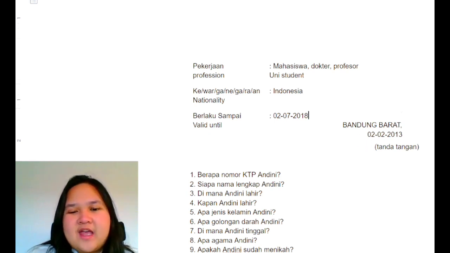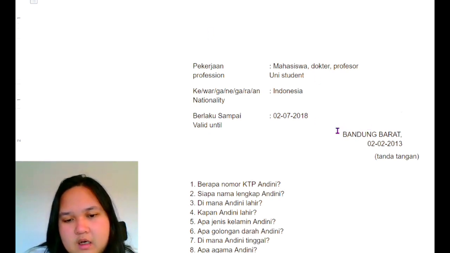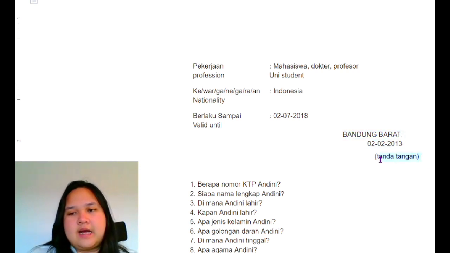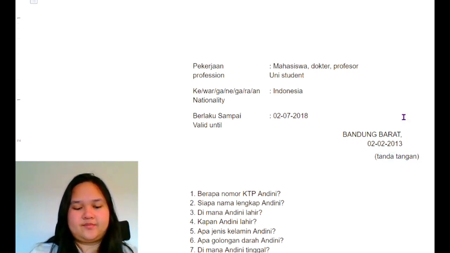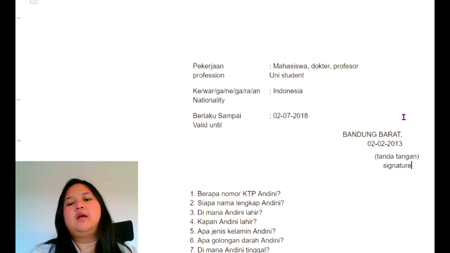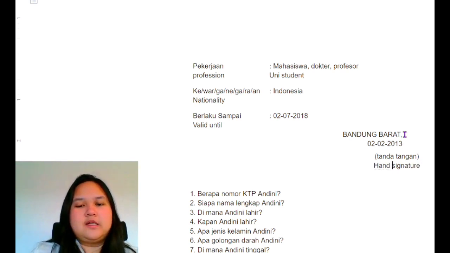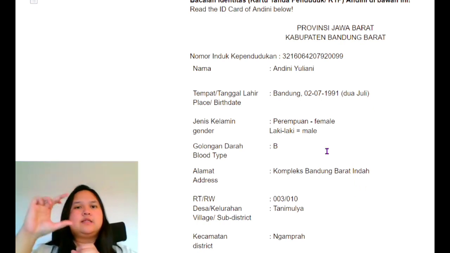it's already expired now. And here under they have this closing. It is the location, the date, and tanda tangan. Tanda tangan means signature, hand signature. So that is the ID in Indonesia. Usually it's like this, but instead it's in the form of a card.